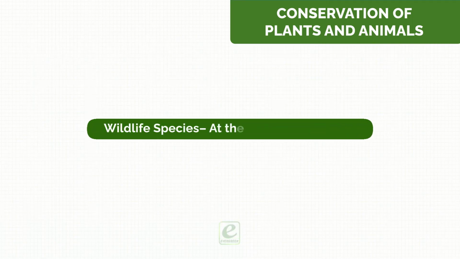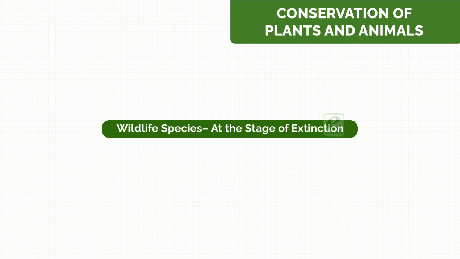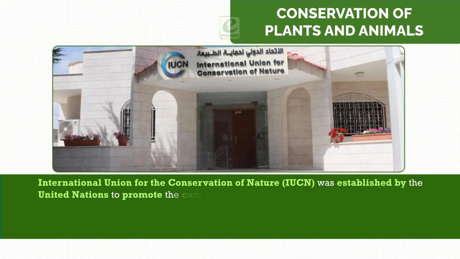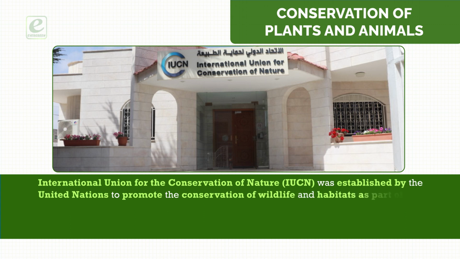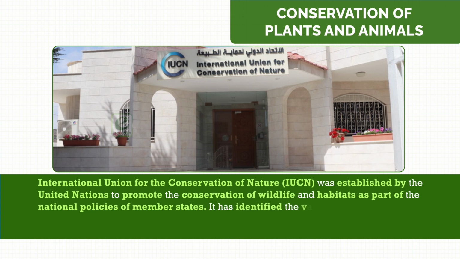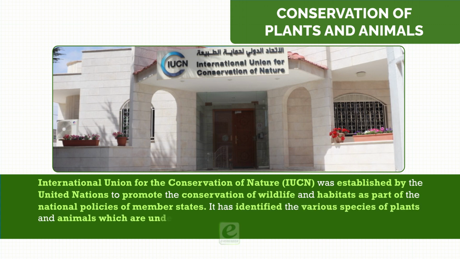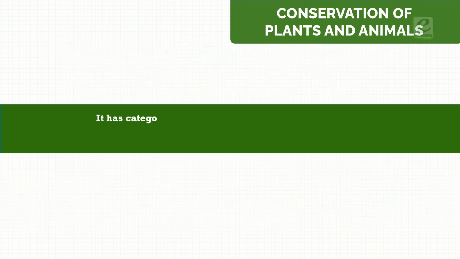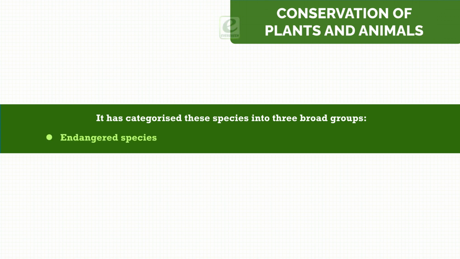Wildlife species at the stage of extinction. The International Union for the Conservation of Nature (IUCN) was established by the United Nations to promote the conservation of wildlife and habitats as part of the national policies of member states. It has identified the various species of plants and animals which are under the possible threat of becoming extinct in the near future if they are not protected. It has categorized these species into three broad groups: endangered species, vulnerable species, rare species.